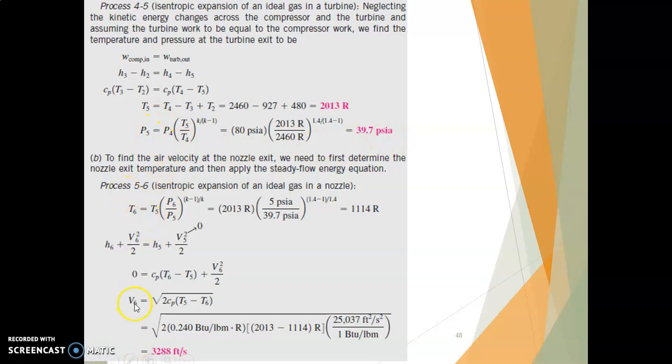So the question is now looking for the exit velocity. Again, back to the Bernoulli equation, we need to calculate the temperature number 6, which is the missing part, from the temperature number 5 and the relative ratio and the pressure ratio, sorry. So according to this, we'll be able to calculate the velocity number 6 based on the equation formula.